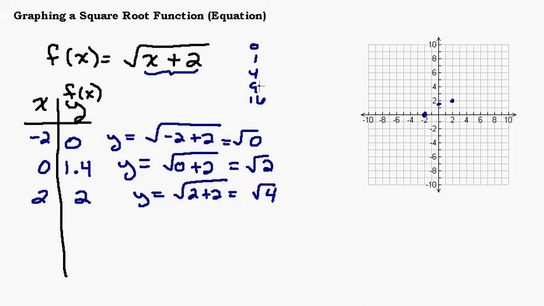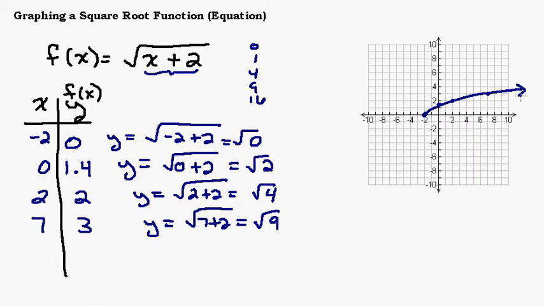So let's say we want to make it come out to be 9 underneath here, so x would have to be 7, because 7 plus 2 is 9. So we get y equals the square root of 7 plus 2, which is the square root of 9, which is 3. So over 7, up 3. And that's pretty good. If you know the basic shape of a square root, you can just do a few points and then fill in the rest.